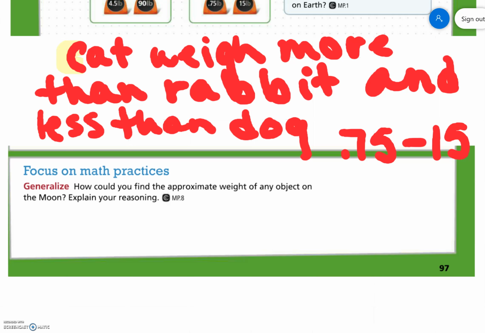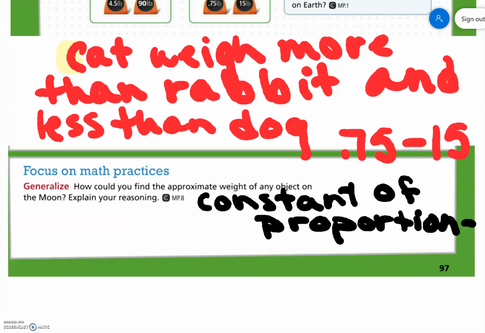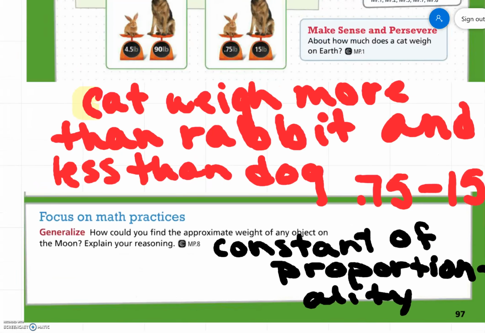How could you find the approximate weight of any object on the moon? Explain your reasoning. Well, we can find what's called the constant of proportionality. That's one of your vocab words, and we're going to talk about it a lot today. The constant of proportionality just means we are going to find how many times more or less something weighs on the moon than the Earth. And the way we can do that is by setting up a ratio.